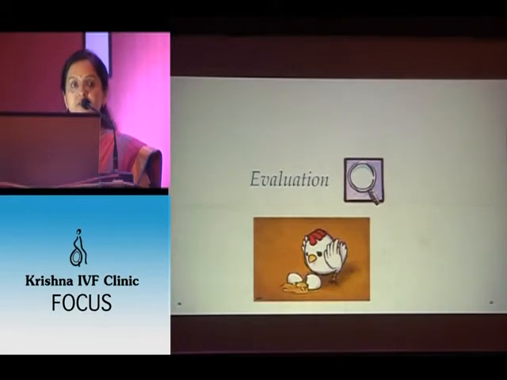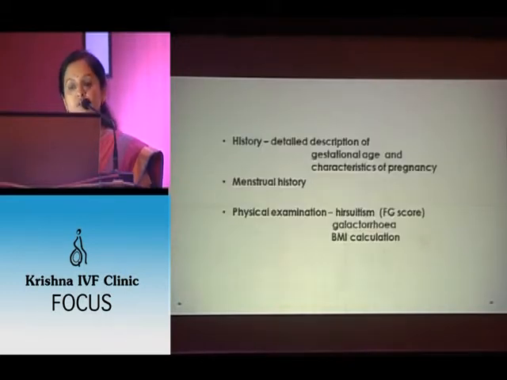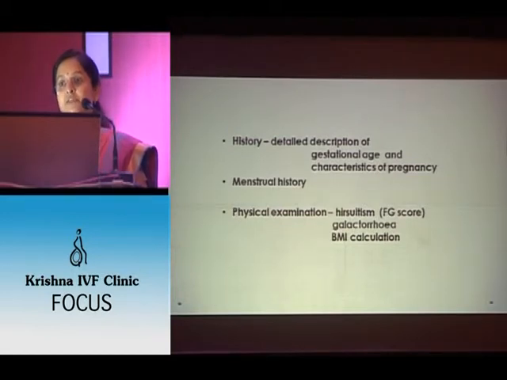Moving on to evaluation. Evaluation should always begin with a history, especially the detailed history about the previous pregnancy losses, taking into account the gestational age at which the pregnancy loss has happened and the characteristics of the pregnancy, whether they were able to see a fetal heart or they were able to see a crown rump length, a fetal node, followed by menstrual history, physical examination.